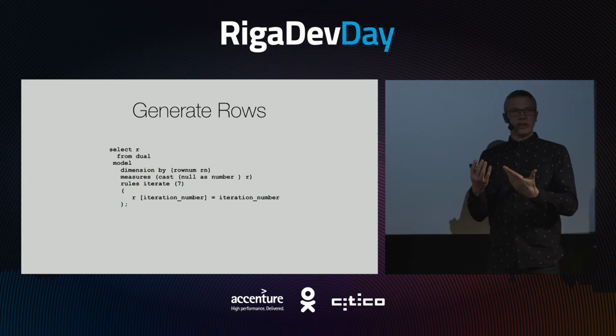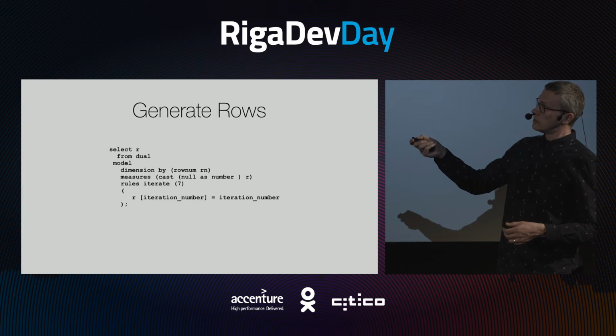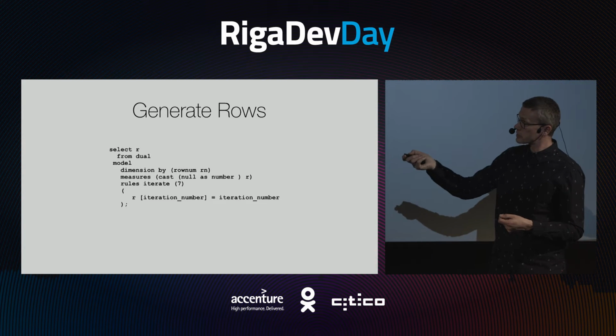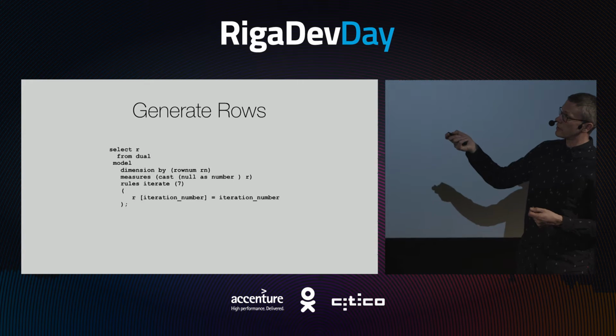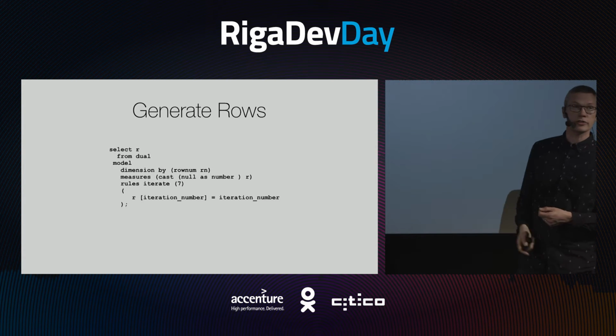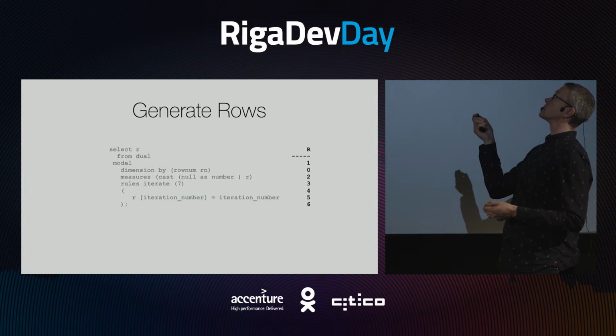So you can also generate rows with it, or you can generate stuff. Select from dual. Dual only has one row. Dimension is row number. We cast our null as a number. Iterate 7 times. The R identified by the iteration number is going to be the iteration number, and you get like a short list of 7 numbers, 0 to 6.